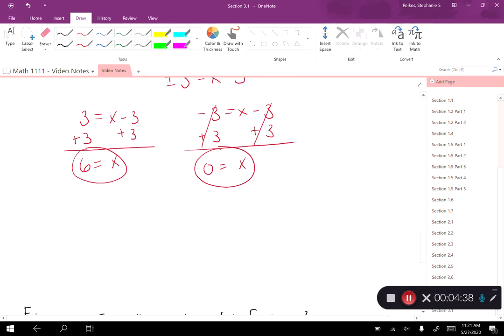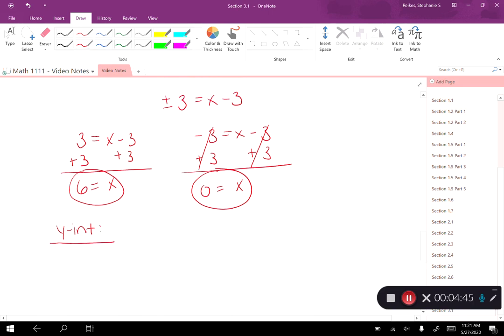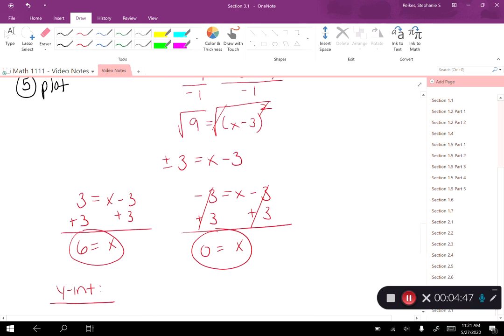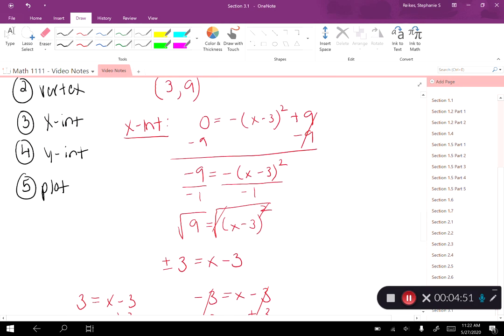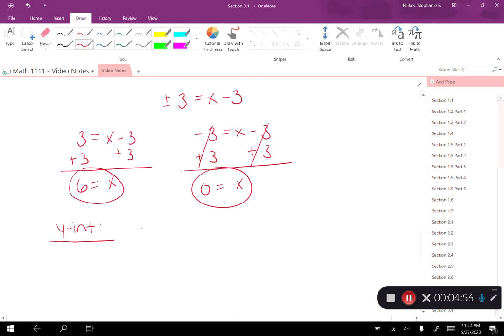Alright, let's find the y-intercept, and then we will be ready to graph. In order to find the y-intercept of this function, I need to plug 0 into x and solve for y. So, let's see, it was y equals negative (x minus 3) squared plus 9, so I need to plug 0 in for x, so that's negative (0 minus 3) squared plus 9.